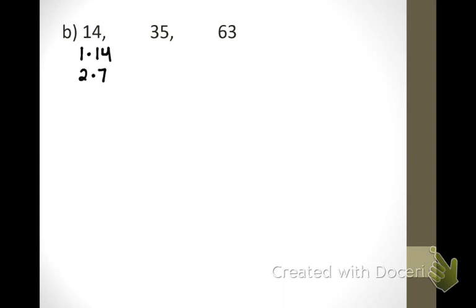Okay, what else? That's it. That is it. Very good job. Let's go to the next one. Who wants to do 35 for me? Landon. First one. 1 times 35. Excellent. 5 times 7. Okay, anything else? No. You are correct, okay?